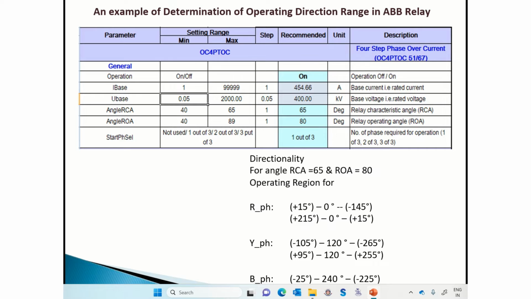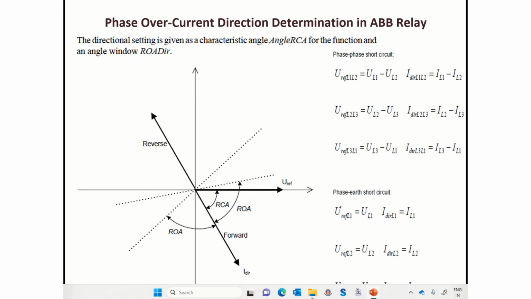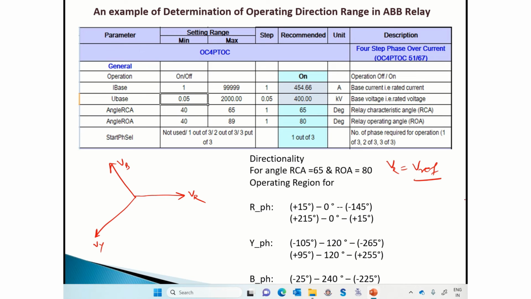Now, first of all, just draw the three phase voltages. This is my R phase voltage. Y phase, I know it will be 120 degrees lagging, and B phase is 120 degrees lagging the Y phase. Now, if I have to draw the operating region for R phase fault, we know that for R phase fault, in this relay, the reference voltage is the R phase itself. If you see here, for R phase the reference voltage is itself, and the current is IL1. So first, we have to draw for R phase. This is my reference also.